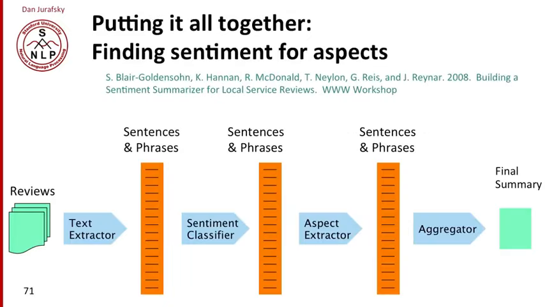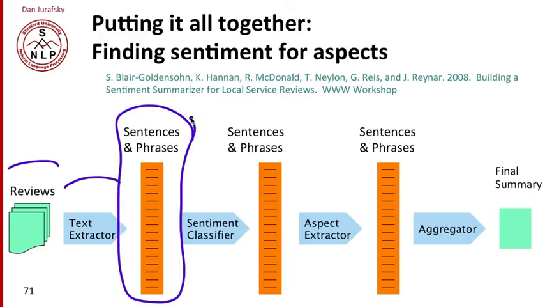So putting this all together, this is the Blair-Goldensohn algorithm from Google. We have a set of reviews. We're going to extract a bunch of sentences or phrases. So here are our extracted sentences or phrases. And now for each one of them, we're going to run our sentiment classifier. Is this phrase positive, negative, or maybe neutral? And then for the ones that have sentiment in them, the ones that are positive or negative, we now have phrases with sentiment: plus, minus, minus, plus, plus, minus, and so on.